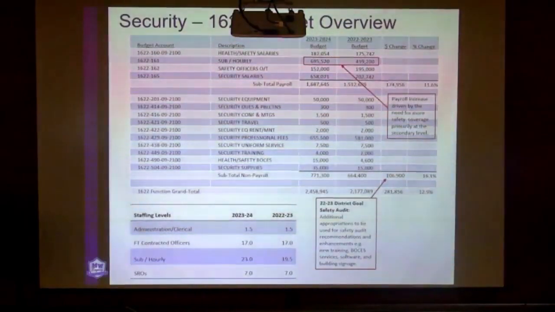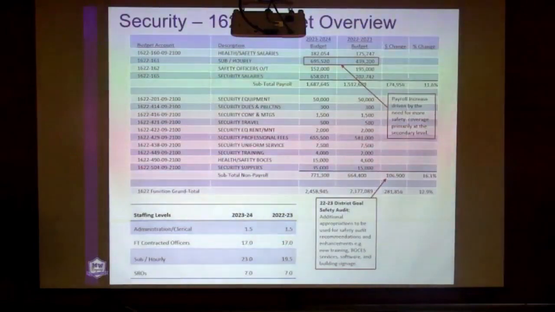So any questions on safety and security? I have a question. Where is the SRO salary reflected in this overview? So that is here under professional fees. So we're going from $581,000 to $655,000. So that increase includes sort of a cost of living increase for the cost of the SRO.